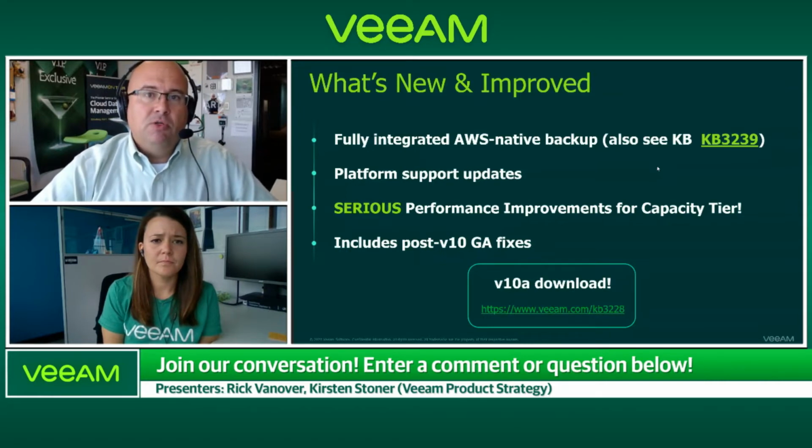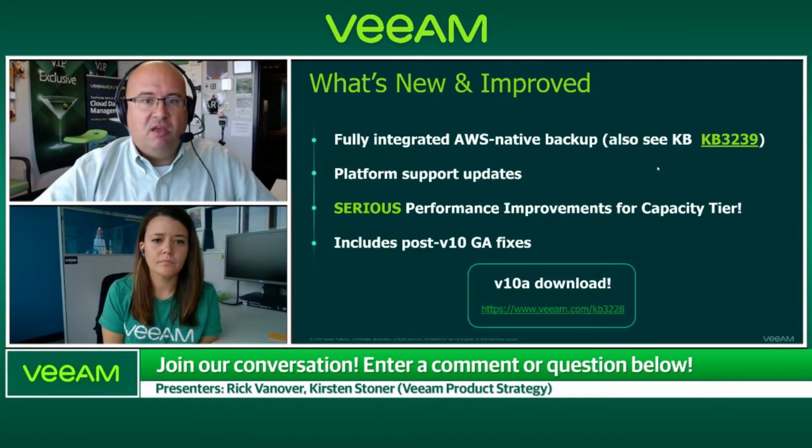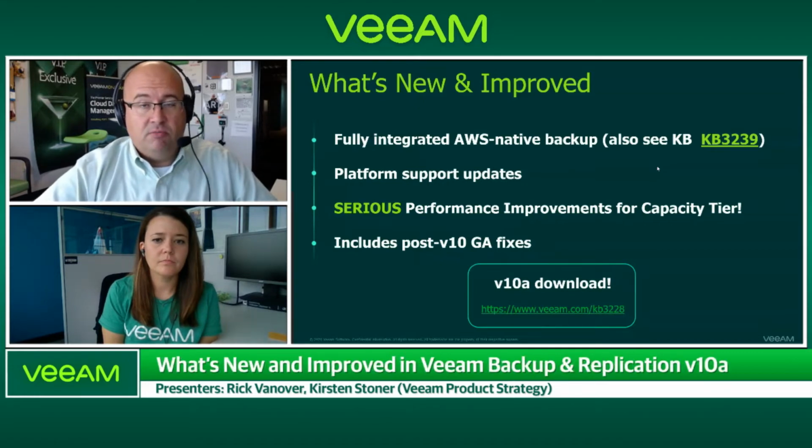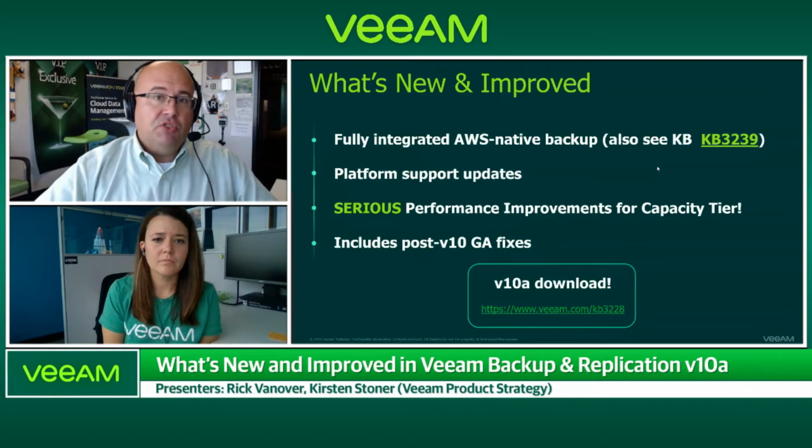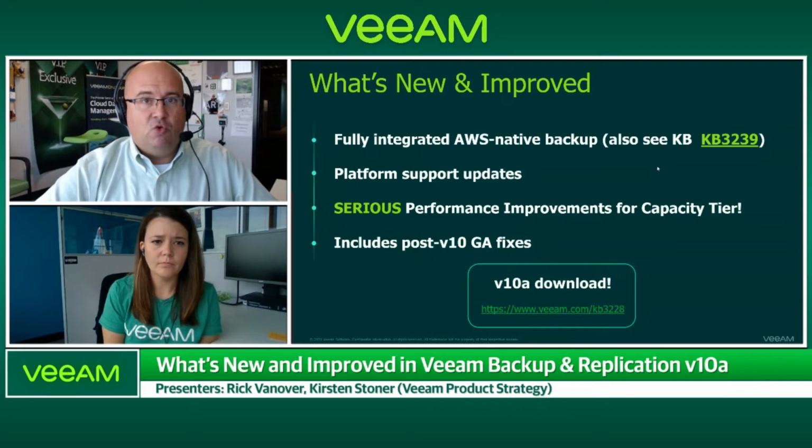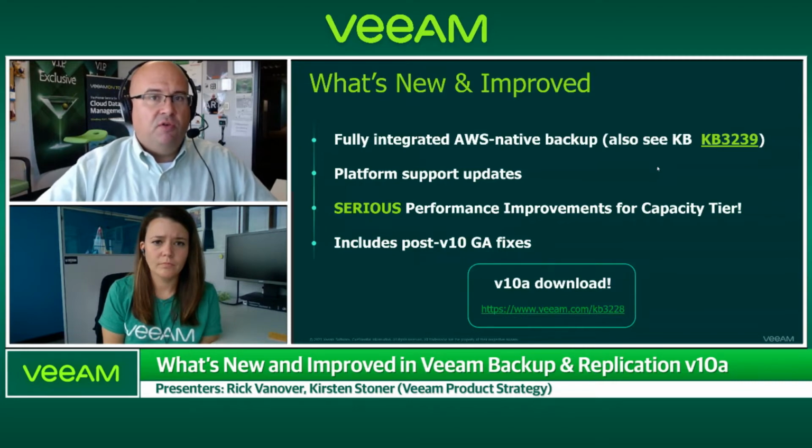But probably the most attractive new thing is what I want to call serious performance improvements for the capacity tier, for pulling data out in particular. Some really, really fast ways to restore data. So great videos and blogs have been shared about the difference you can measure here. And then most importantly, anything post V10 GA, any fixes have been incorporated in there as well. So if you haven't done the CP 1 or 2, V10A will just take you right there.